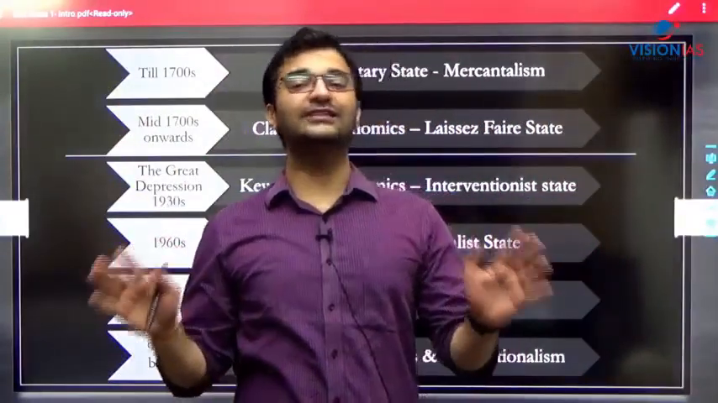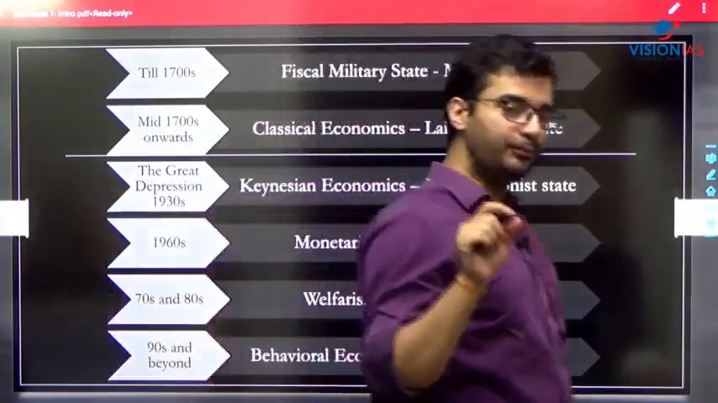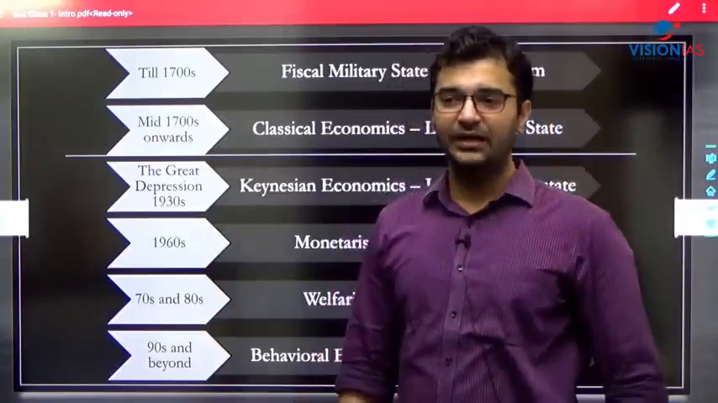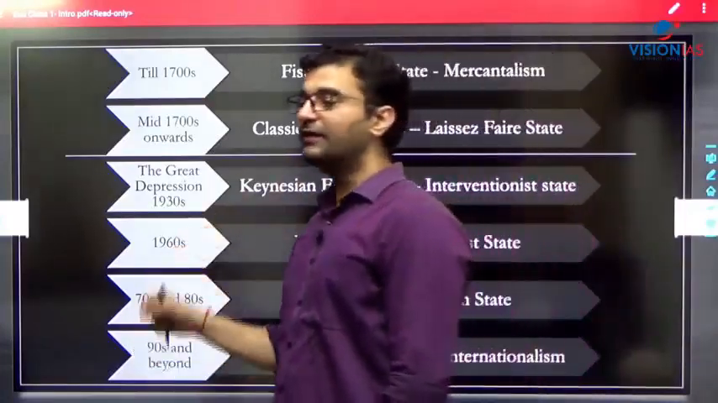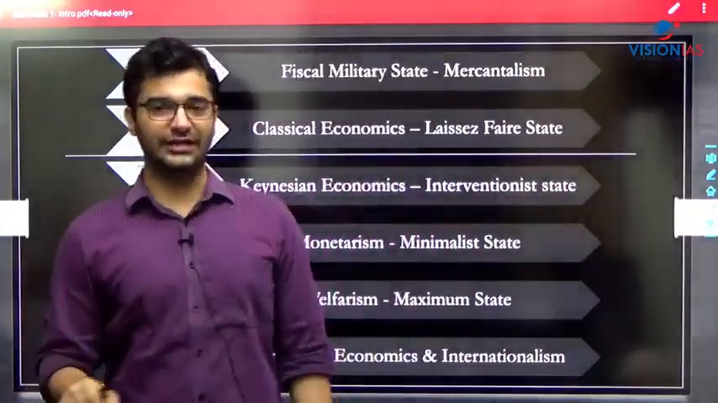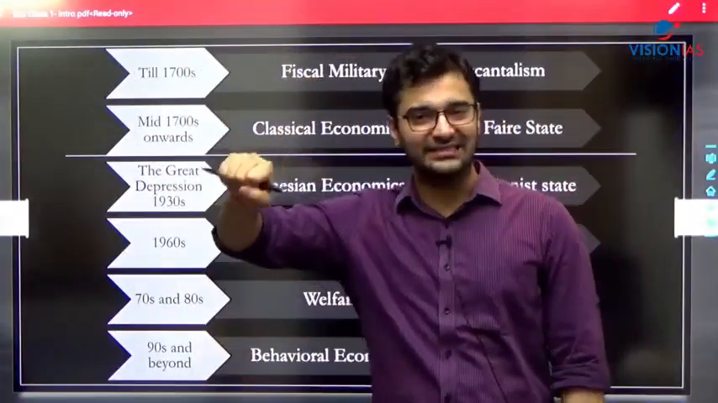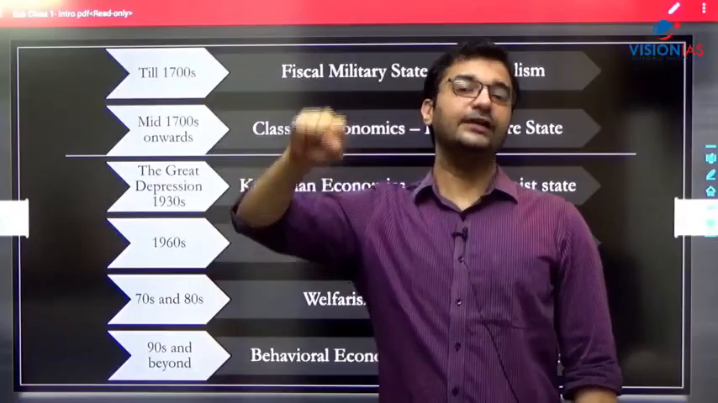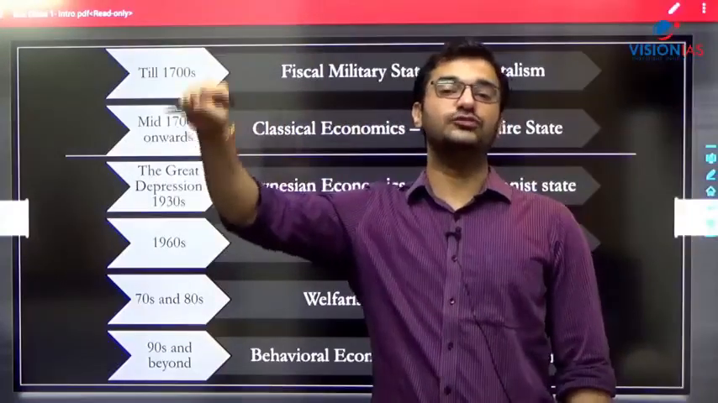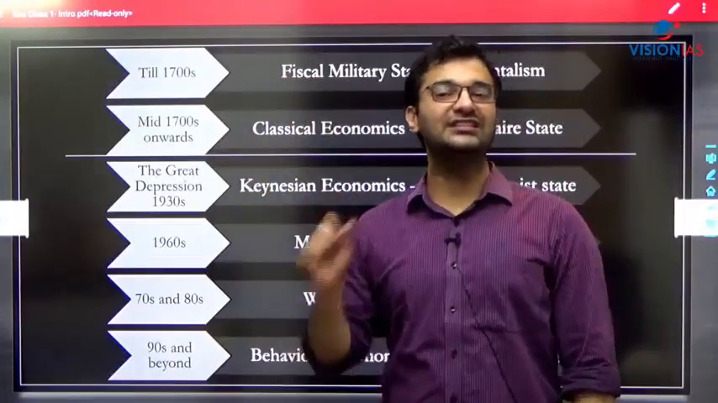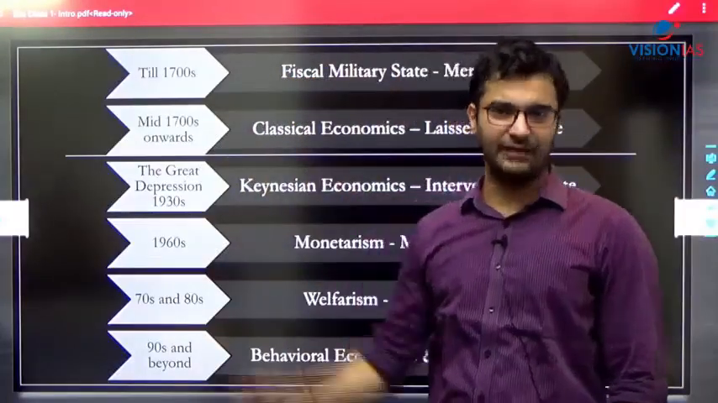So this was the fiscal military state, in which the primary decision making body was the king, was the state. The state used to dictate how resources would be utilized. The entire economic policy was formulated by the state. The state would dictate how limited resources would be used. So this was the fiscal military state in which the state had control over everything. यहाँ पे state का control है.